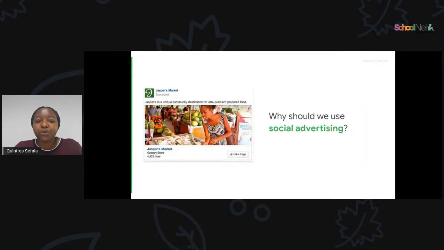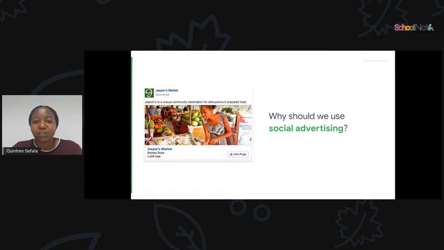But why should we use social advertising, right? So social advertising basically allows us to target and retarget ideal customers. With sophisticated targeting capabilities, social media platforms like the likes of your Facebook will help us target our ideal buyers, which allows us to drive more relevant traffic to our site. And this is the best way to get the most out of our marketing spend.